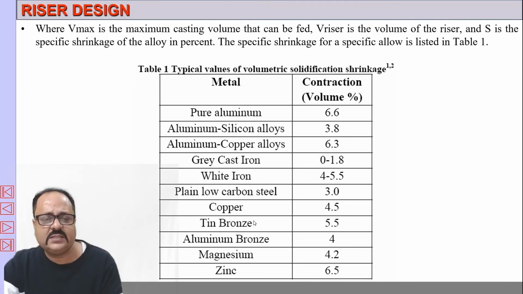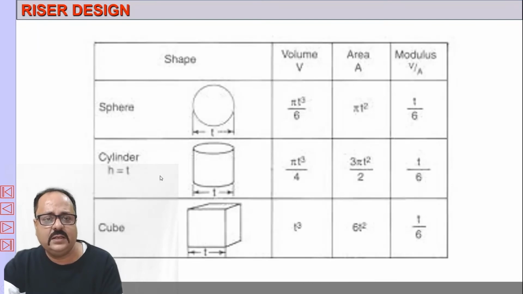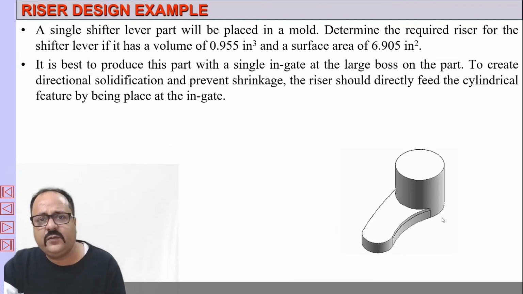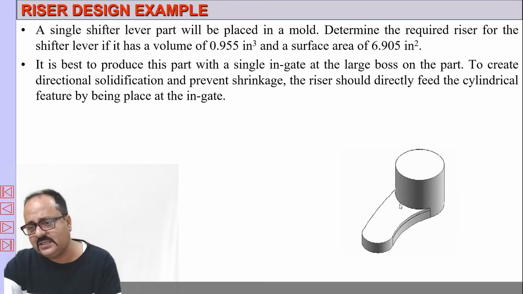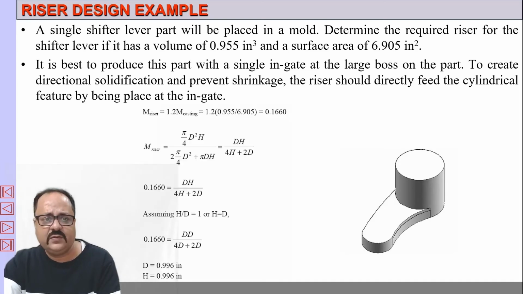So let's discuss a problem, then you will be able to understand. There is a lever here whose volume is 0.955 inch cube and surface area is 6.905 inch square. Now we have to design a riser. So the riser is placed here. This is the heavier section. So the riser is placed here, and we'll find out the dimension of the riser.